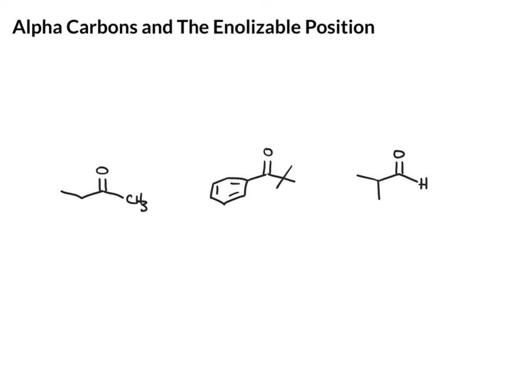We're going to start this section with some terminology. We're going to look at the alpha carbons and how that relates to the enolizable position. So first, let's learn what an alpha carbon is. An alpha carbon is the carbon bonded to the carbonyl carbon.